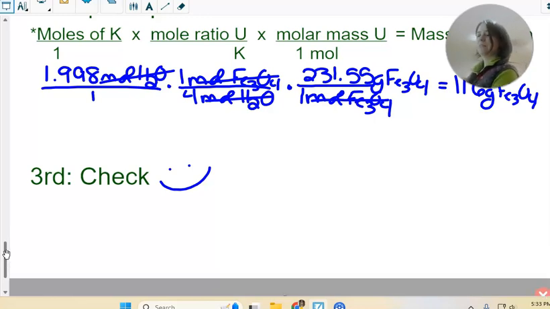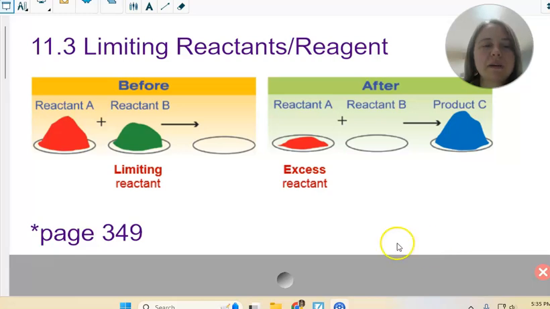Okay, let's take a look at some pictures. Okay, there's some nice pictures on page 349, some graphics. So, a limiting reactant, we have reactant A and we have reactant B. And B is the limiting reactant, so all of it gets used up. And then we have excess of our other reactant, and we get our product C.